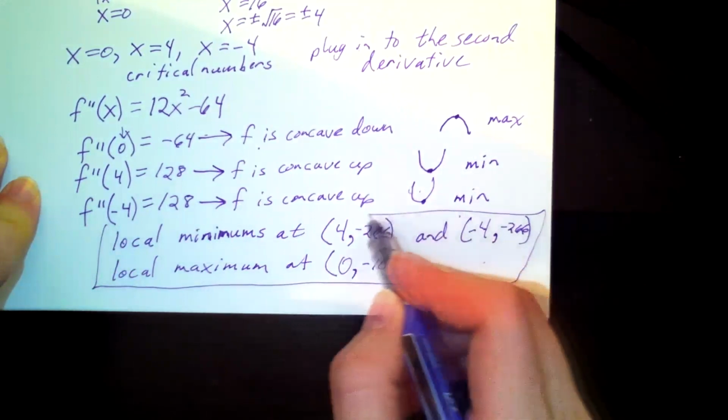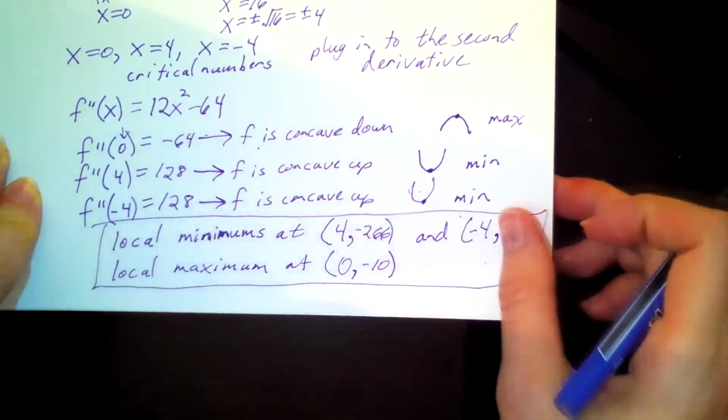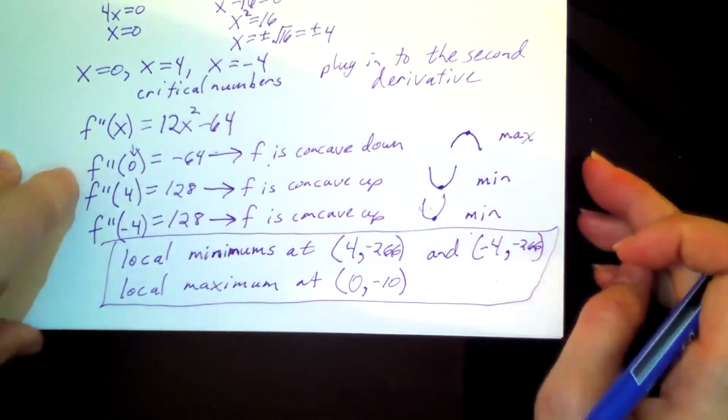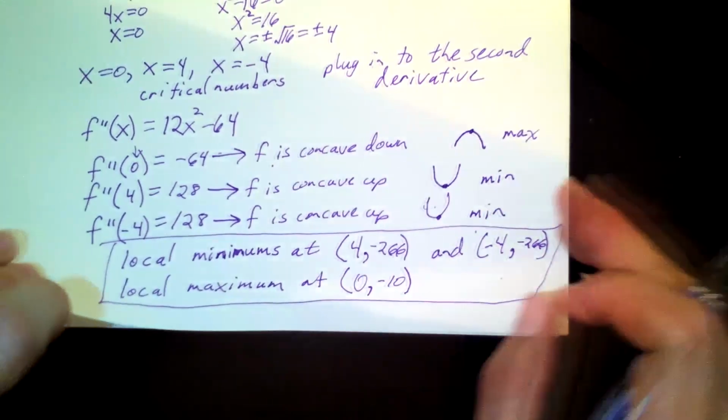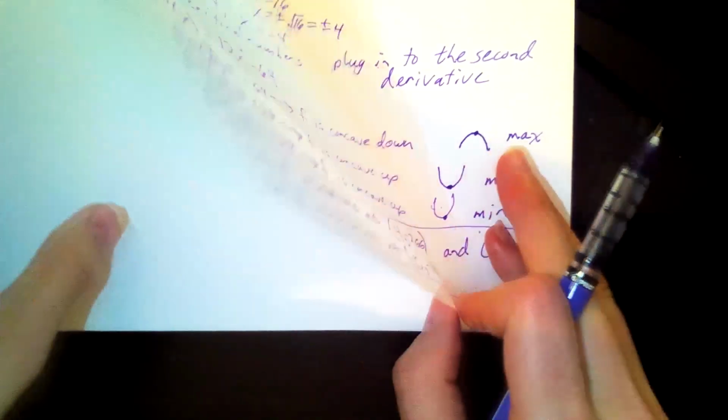We're doing this using the second derivative test. Remember, second derivative test, critical numbers plug into second derivative. Critical numbers go into the second derivative. Let's do this one more time. It's still asking about local maxes and mins, and they're wanting us to do it using the second derivative test.